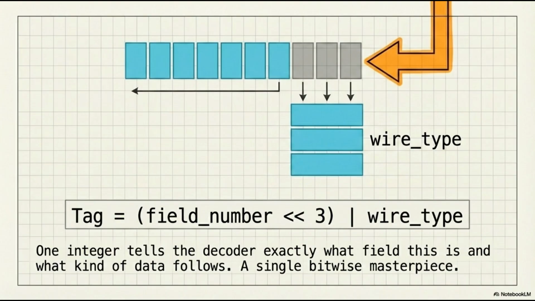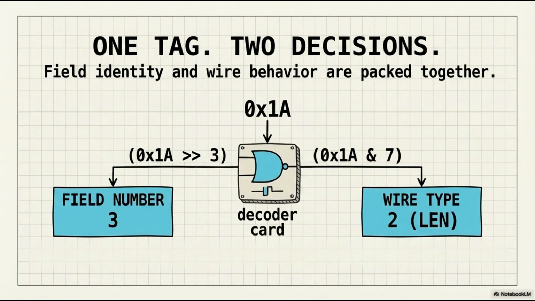Okay. Then it uses a bitwise OR operation to slot the wire type directly into those lowest 3 empty slots. Think of it like packing 2 pieces of information onto a single tiny shipping label. I like that analogy. Right. You physically slide the destination address to the left to make a little blank space on the right margin, and then you stamp a tiny code for the shipping method, like ground or air, right into that empty space. One label, 2 critical pieces of data. Exactly. And the decoder just reverses the process when the package arrives. It reads the tag, looks at the bottom 3 bits to find the shipping method, the wire type, and then shifts the rest of the bits back to the right to get the actual field number.